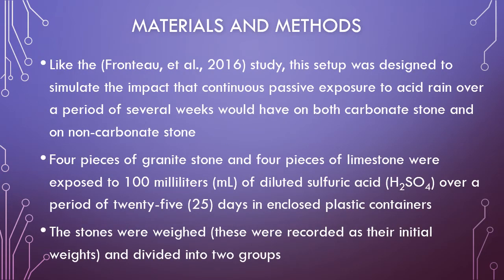So the first blurb on this slide is pretty similar to what I was discussing on the previous slide. And basically how my experiment was conducted overall is that 4 pieces of granite stone and 4 pieces of limestone were exposed to 100 milliliters of diluted sulfuric acid solution over a period of 25 days, with each of the stones being in their own separate enclosed plastic containers. The sulfuric acid was previously diluted with water. I didn't do that, it just came pre-diluted, and this was so that it could have a pH of 4.0, which is the same as the average pH of acid rain in the environment.